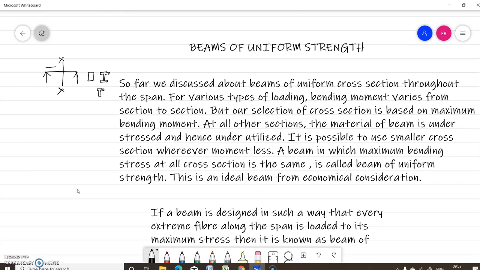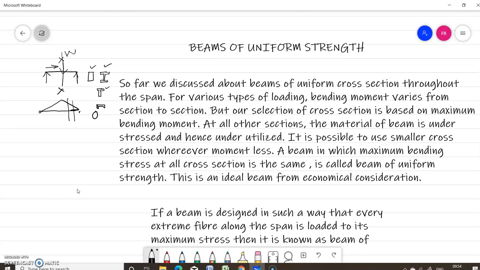Throughout the length of the beam, the section will be uniform, either rectangular, I section, channel section, T section, or sometimes maybe a circular section. For various types of loading, we know that the bending moment changes. The bending moment will not be uniform throughout. It will be maximum at the center for a centrally concentrated load, and it will decrease and become zero at the supports. So the bending moment varies from section to section.